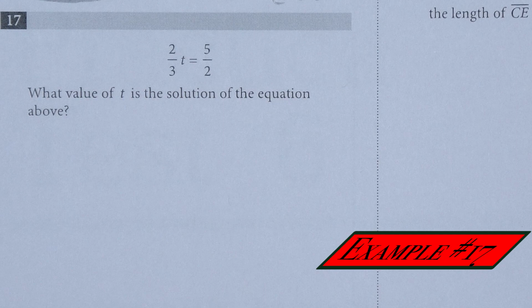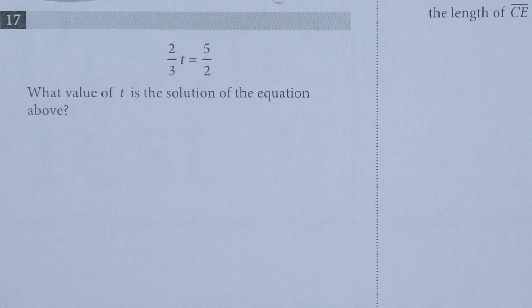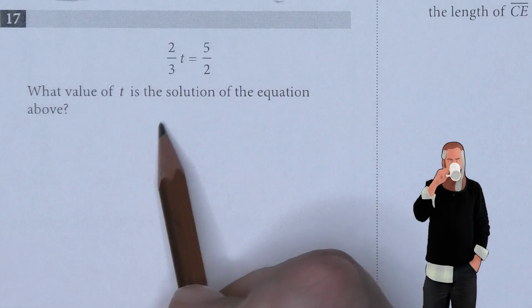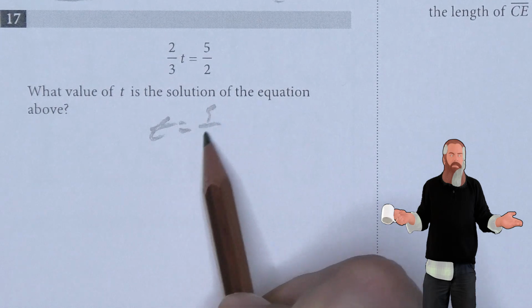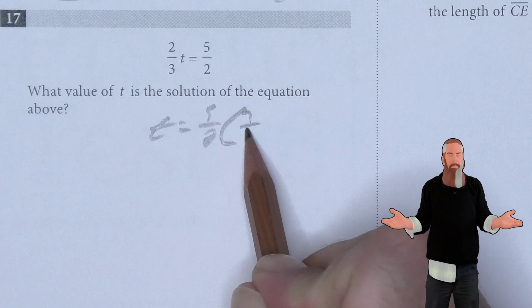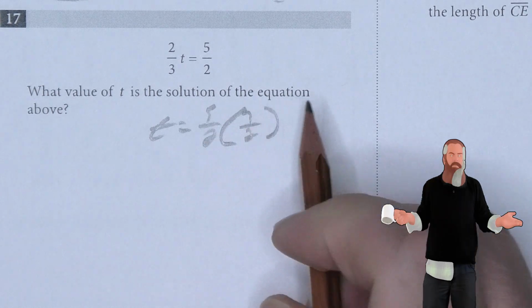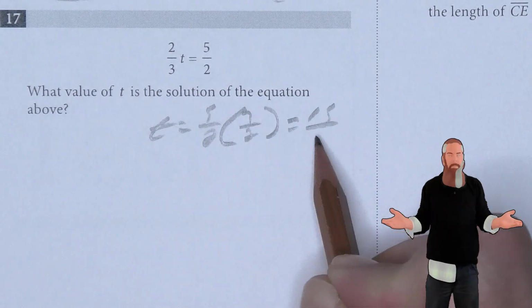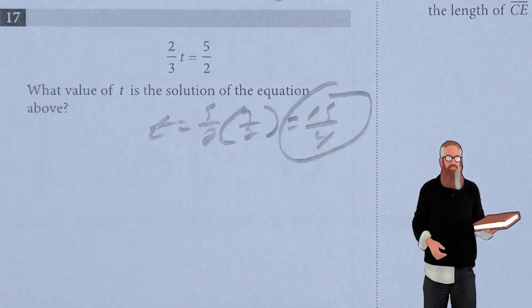What value of T is the solution to this equation above? So all I'm going to do is say T is equal to 5 over 2 times the inverse of 2 over 3, which is 3 over 2. 5 times 3 is 15, 2 times 2 is 4, so I get 15 over 4.